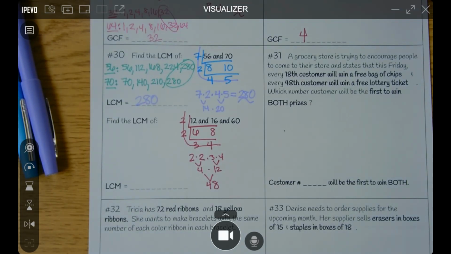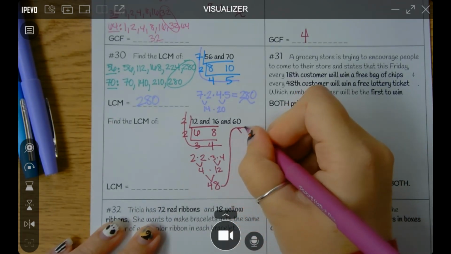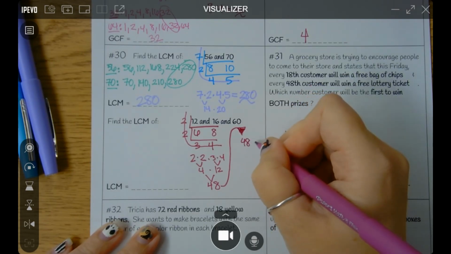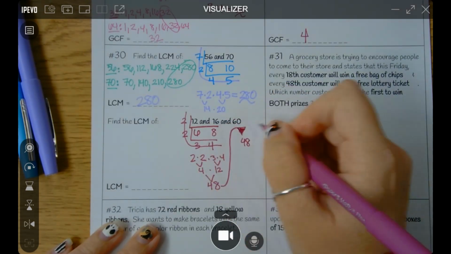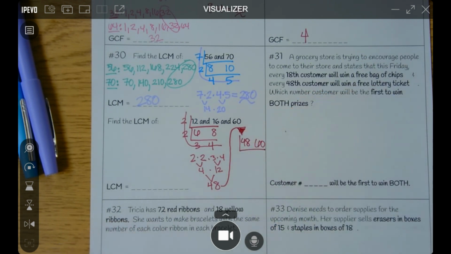But I haven't accounted for that 60 yet. So I'm going to use that answer for the first two that I just got, the 48, and now do that answer that represents these first two and do a second ladder with a third number that hasn't been addressed yet, the 60. Okay, well, what can go into 48 and 60?